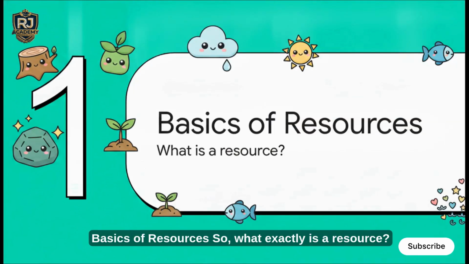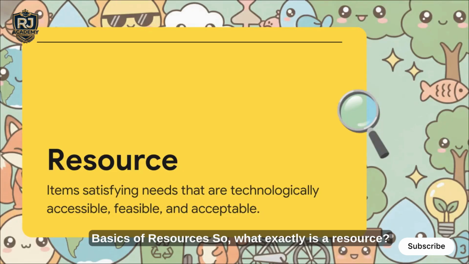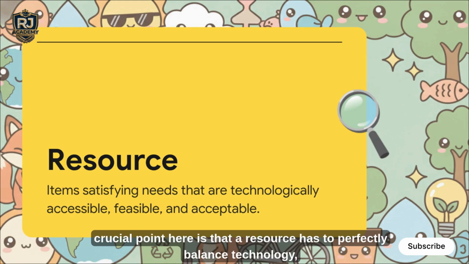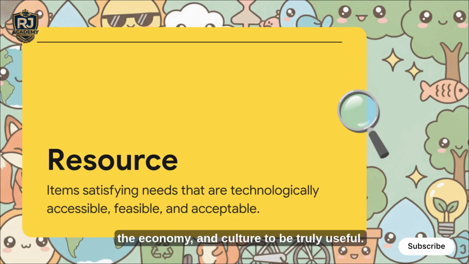Section 1. Basics of resources. So, what exactly is a resource? Well, it turns out it's not just any random thing you pick up off the ground. The absolutely crucial point here is that a resource has to perfectly balance technology, the economy, and culture to be truly useful. Think of it like a strict 3-part checklist.